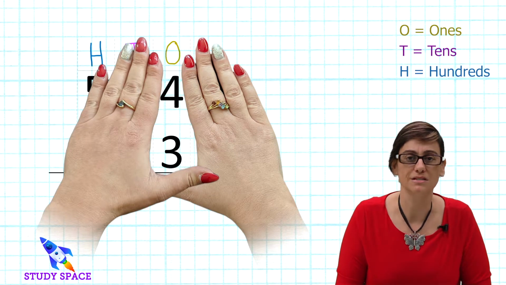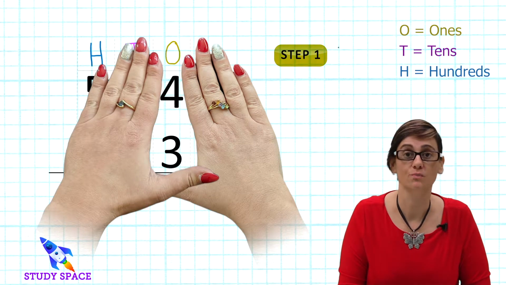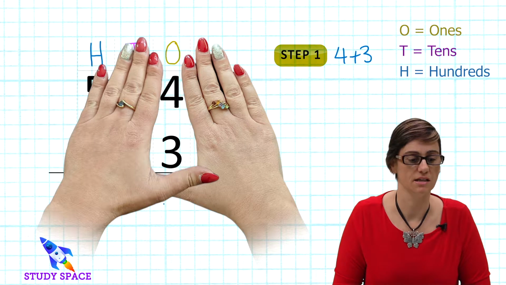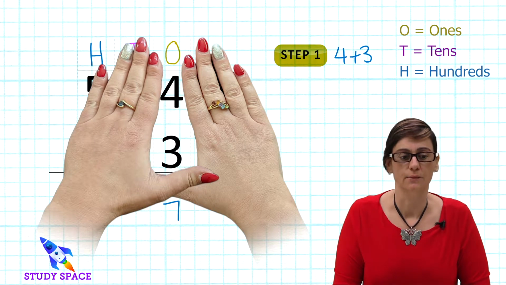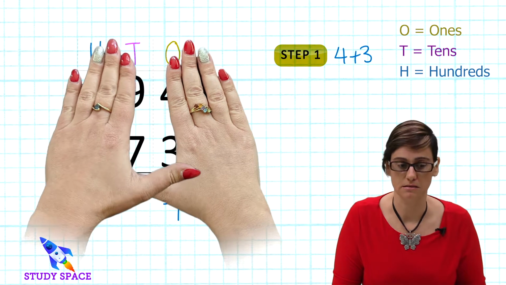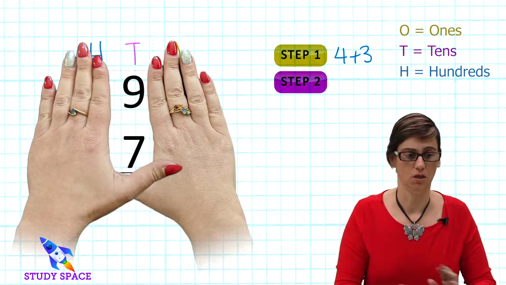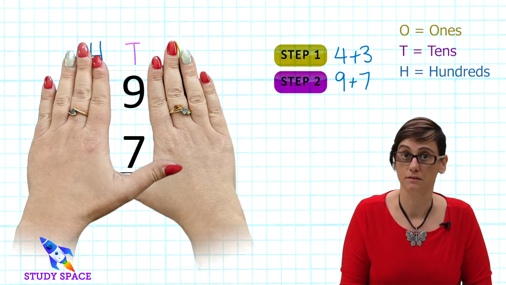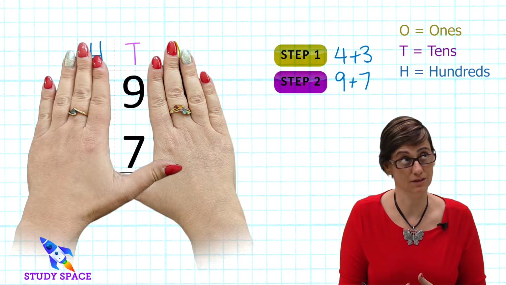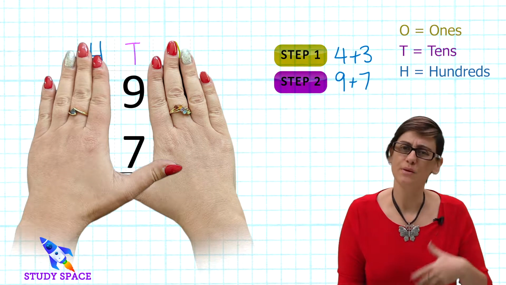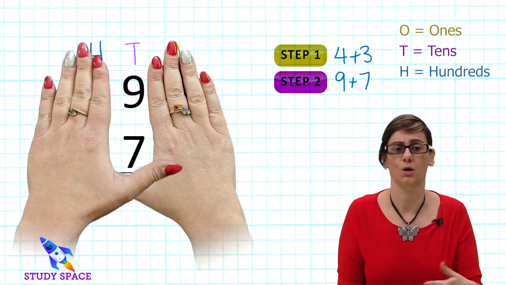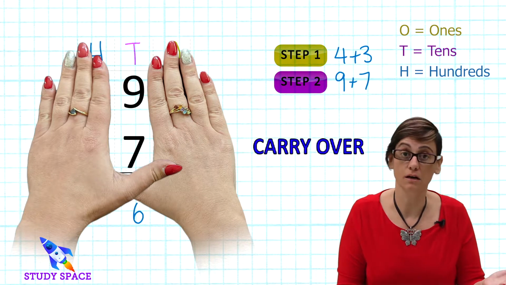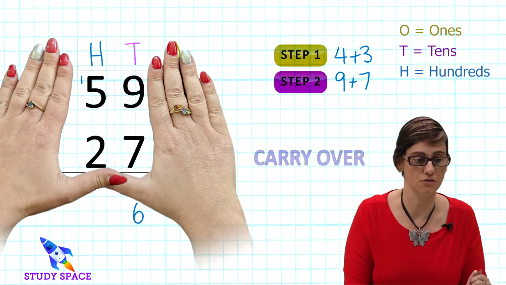So in our ones column, what's it asking us to do? It's just asking us to do 4 plus 3, okay, which is 7. So we put that at the bottom of the column. Now we've dealt with the ones, let's go to the tens. So again, we're just dealing with the tens. So it's asking us to do 9 plus 7, which is how many? 9 plus 7 is 16. So can we put the 16 in the same column? No, so we need to put the 6 down because that's the ones. And we need to carry over the 1.